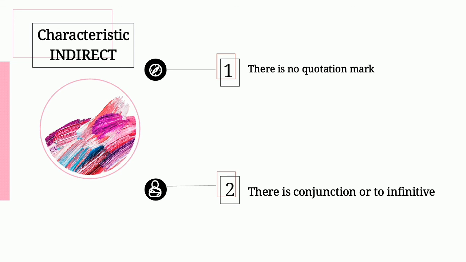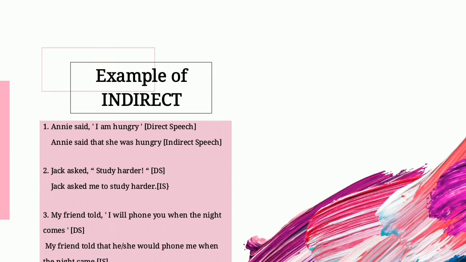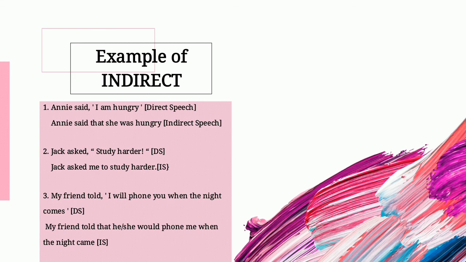Next, characteristics of indirect speech. First, there is no quotation mark. And second, there is a conjunction or to infinitive. Next, examples of indirect speech.